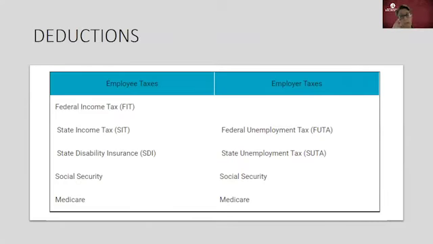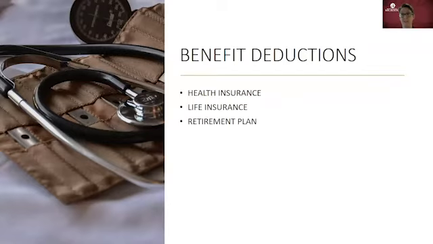Okay, so what kind of deductions might you have? We are in Texas, so keep in mind that not all of these things are going to apply to you, but we have federal income tax. We don't have state income tax. Social Security and Medicare. And your employer also pays taxes, so don't worry, they're not getting out of it, right? But yes, just keep in mind that these things have to get paid. We are paying into these taxes. All right, benefits deductions.